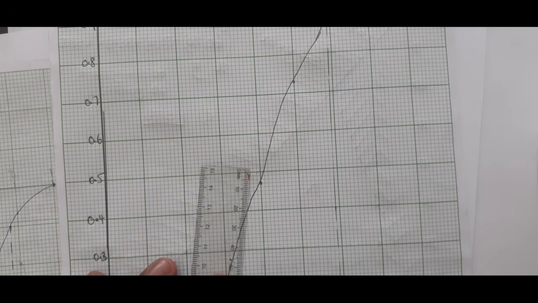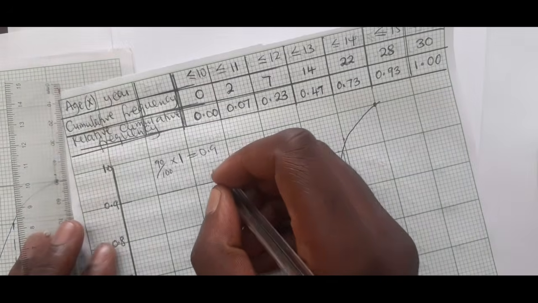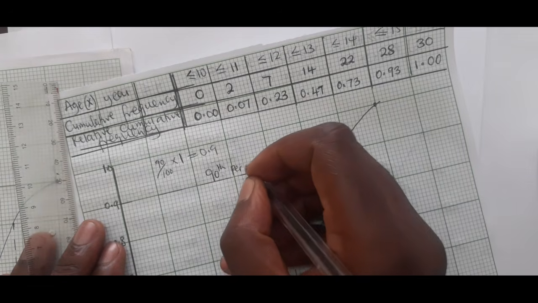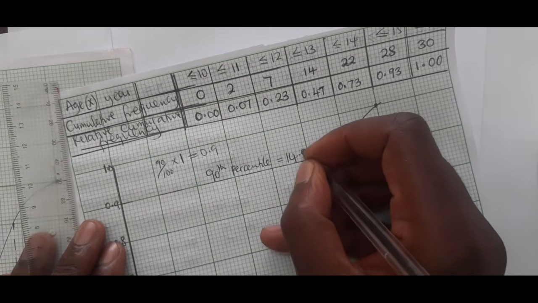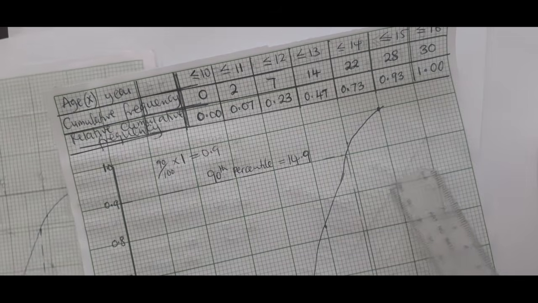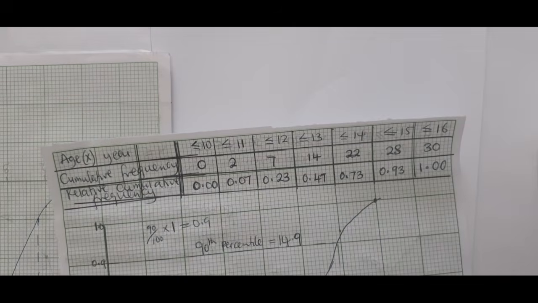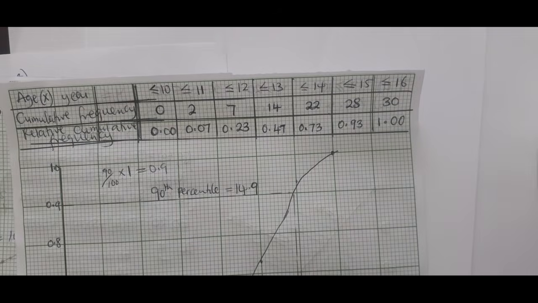This is going to give you 14 point. How do we count this? This is 1, 2, 3, 4, 5, 6, 7, 8, 14.8, 14.9. So the 9th percentile is equal to 14.9 or 14.8, somewhere there. So this is what we are supposed to get here, and I'm sure this question is also done, and we're supposed to go to another question, which is question 10.